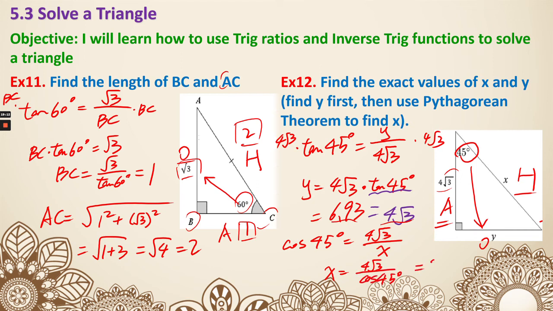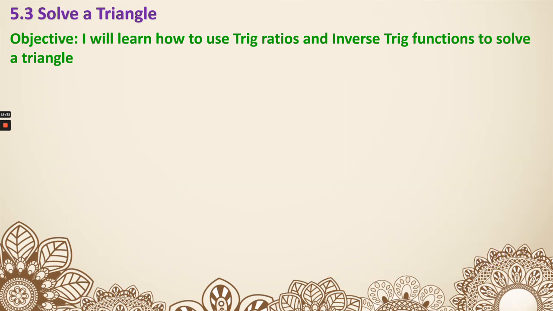After rounding, that should give you 9.80, which is actually 4 square root of 6. So this side is actually 4 square root of 6, and that is 4 square root of 3. We will know these precise answers after we learn the next lesson, which is special right triangles. So that is example 12.